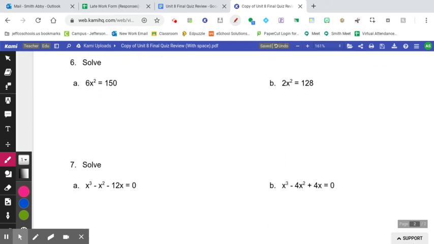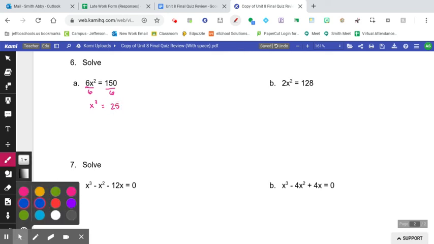Okay, so for 6A, I first noticed that there's this 6. How can I get rid of the 6 that's being 6 times x squared? I could divide by 6 on both sides to get x squared equals 25.